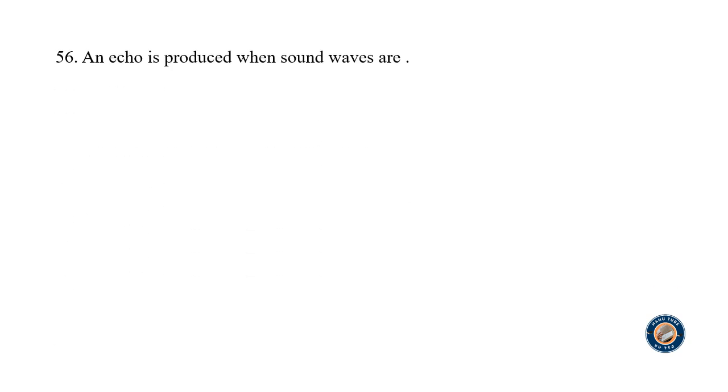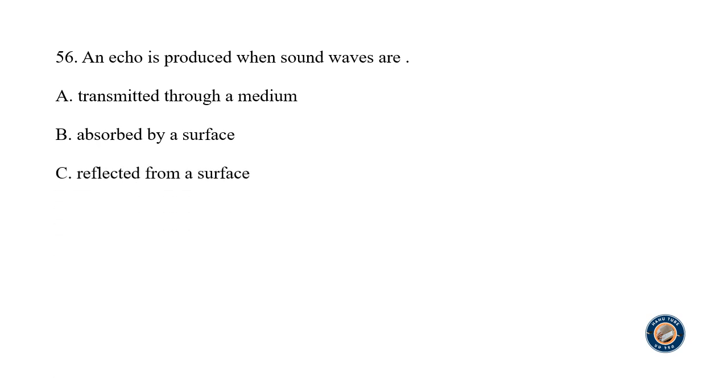Question number 56. An echo is produced when sound waves are A. Transmitted through a medium. B. Absorbed by a surface. C. Reflected from a surface. D. Refracted into a second medium.